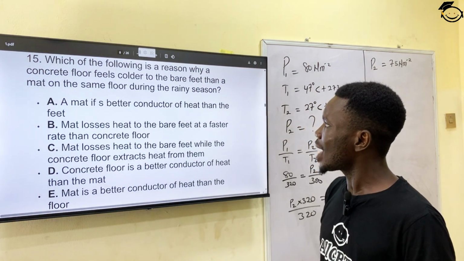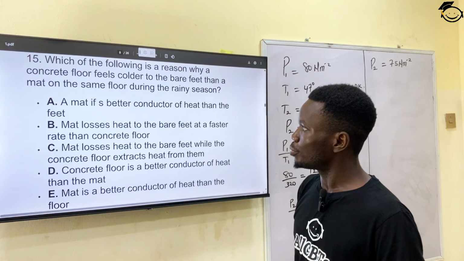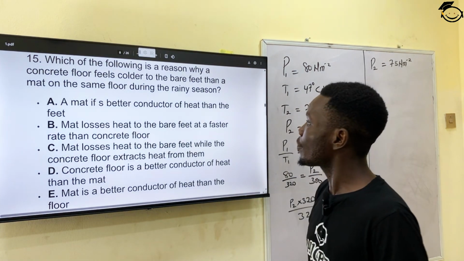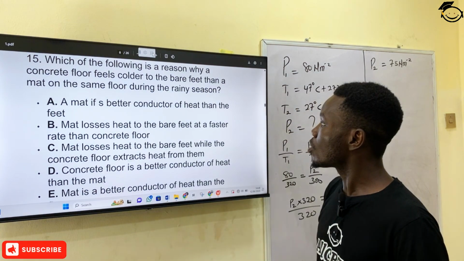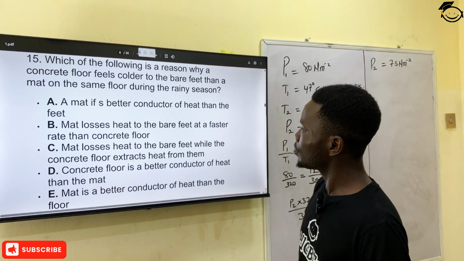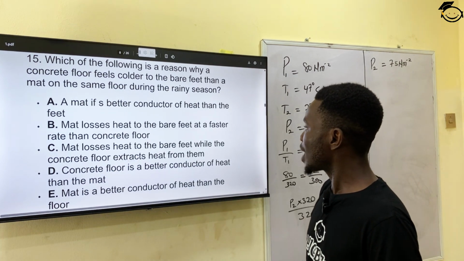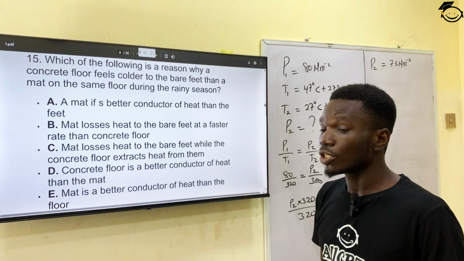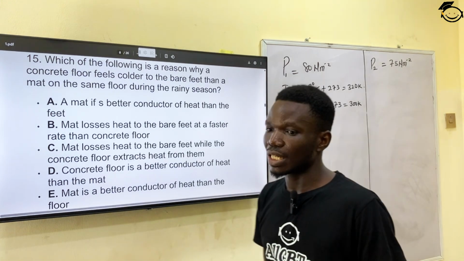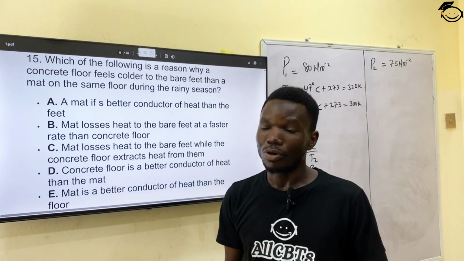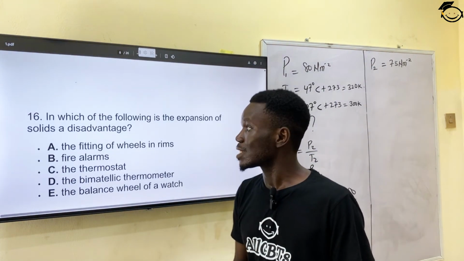Option A says a mat is a better conductor of heat than the feet. Option B says the mat loses heat to the bare feet at a faster rate than the concrete floor. Option C says the mat loses heat to the bare feet while the concrete floor extracts heat from them. Option D says concrete floor is a better conductor of heat. And option E says mat is a better conductor of heat than the floor. The correct answer is option D, which says that the concrete floor is a better conductor of heat than the mat. So that's our correct answer, option D.